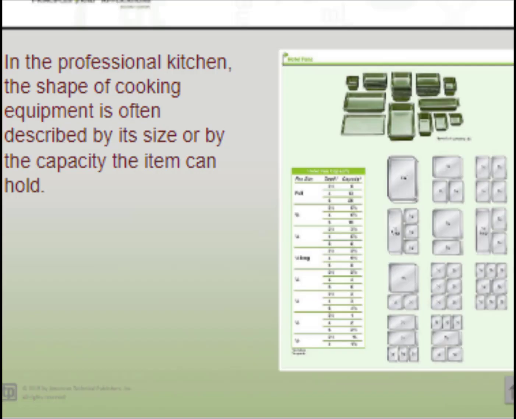In the professional kitchen, the shape of cooking equipment is often described by its size, like a 10-inch saute pan or a 14 by 20-inch roasting pan, or by the capacity of the item that it can hold, like a 2-quart saucepan. For example, sheet pans and hotel pans are named according to their size, such as a full sheet.